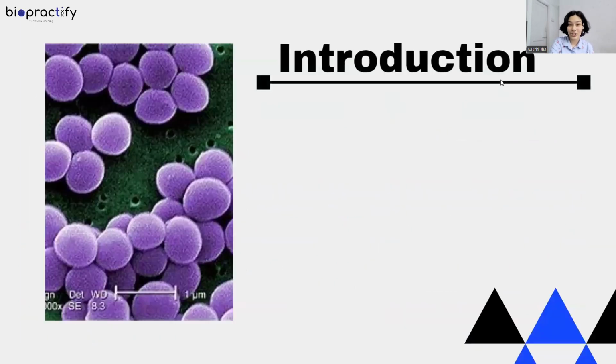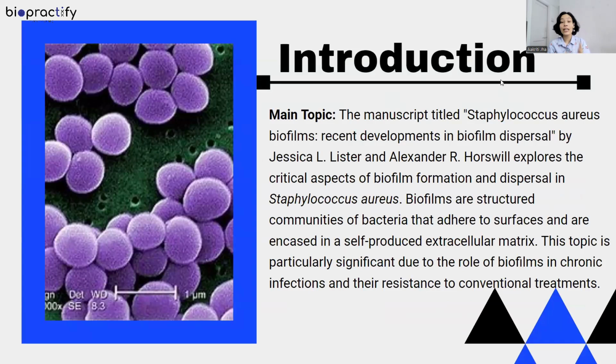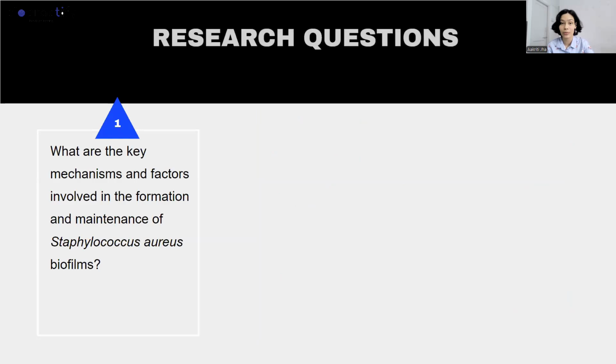Then, introduction of this research paper. The main topic of this manuscript by Jessica L. Lister and Alexander R. Horswell explores the critical aspects of biofilm formation and dispersal in Staphylococcus aureus. Biofilms are structured communities of bacteria that adhere to surfaces and are encased in a self-produced extracellular matrix. This topic is particularly significant due to the role of biofilms in chronic infections and their resistance to conventional treatments.